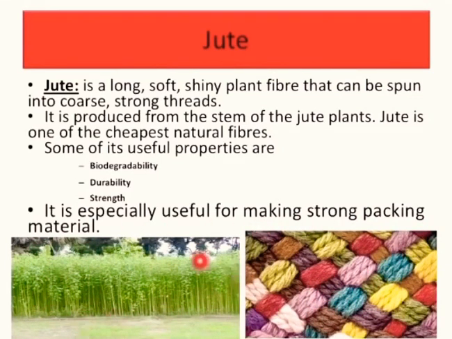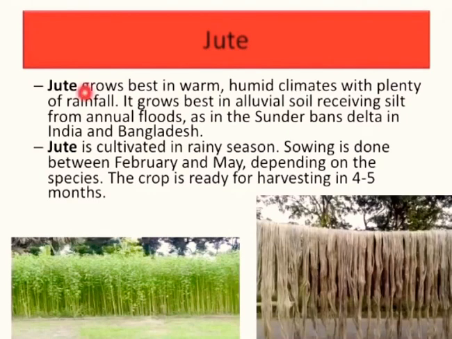So these are the jute. Here you can see the plants of the jute, and the fiber is made from the stem of the jute plant. Jute grows best in warm, humid climate with plenty of rainfall. It grows best in alluvial soil receiving silt from annual floods as in the Sundarbans Delta in India and Bangladesh. Jute is cultivated in rainy season. Sowing is done between February and May depending on the species. The crop is ready for harvesting in 4 to 5 months.